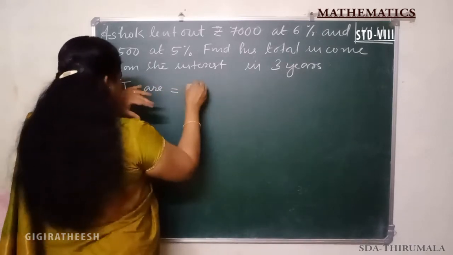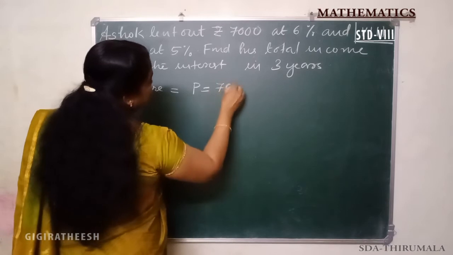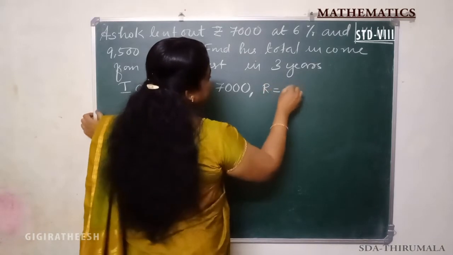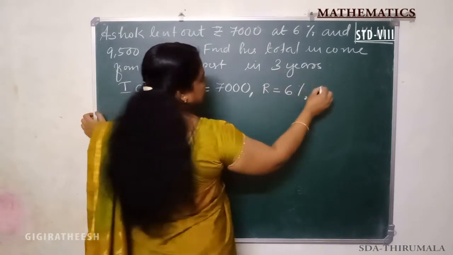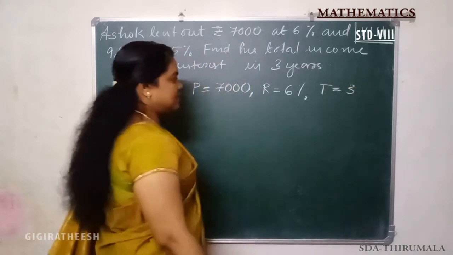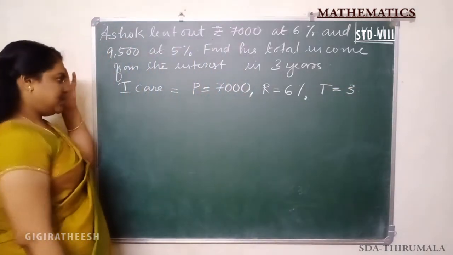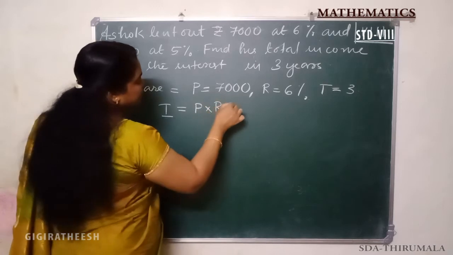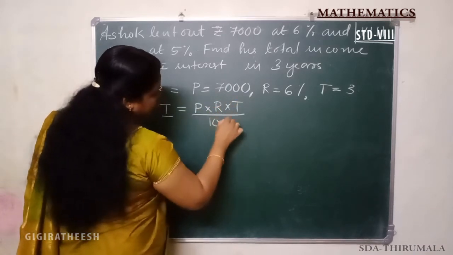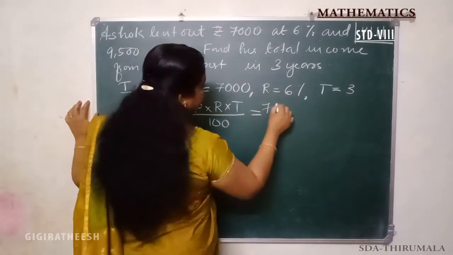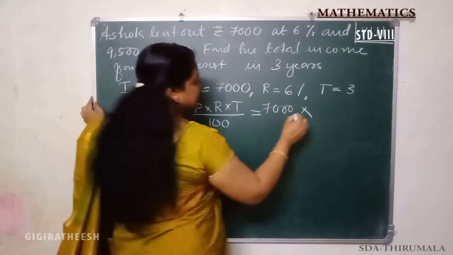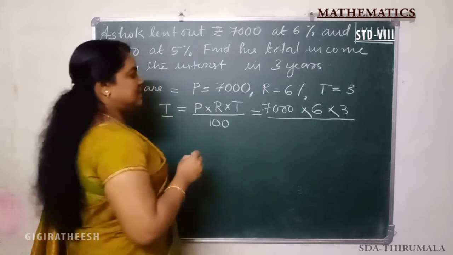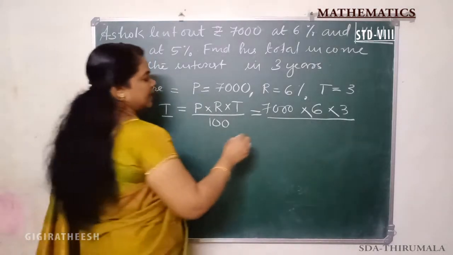In the first case, what is P here? P is equal to 7,000, the rate of interest R is equal to 6%, and the time period T is equal to 3 years. And how can we calculate I? I is equal to P into R into T by 100. Here it is 7,000 into 6 into 3 divided by 100.